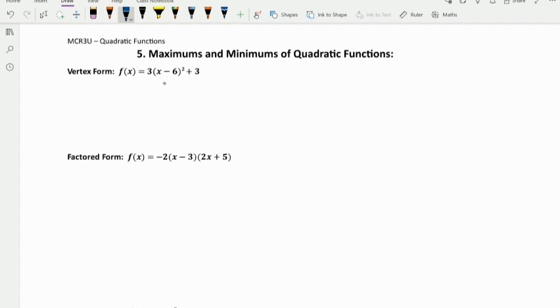So we have the function 3x minus x squared plus 3. Your vertex comes from these two numbers. So the vertex is 6, 3. You also have this coefficient here, which is positive, so this tells you that it opens up.